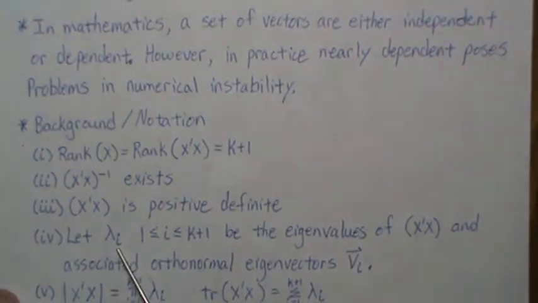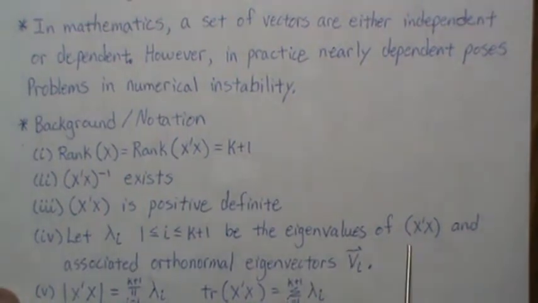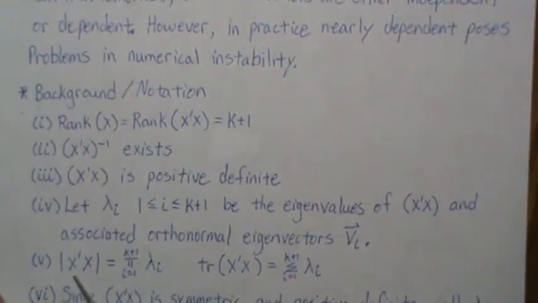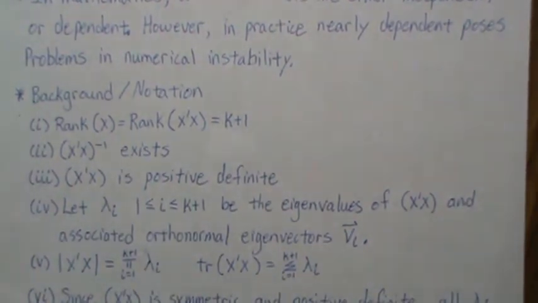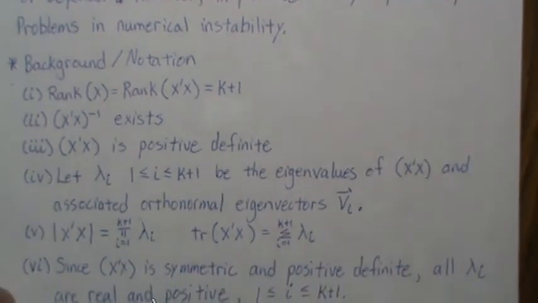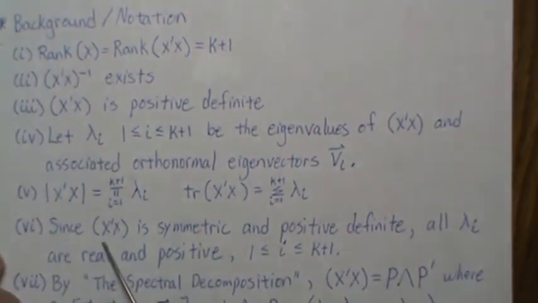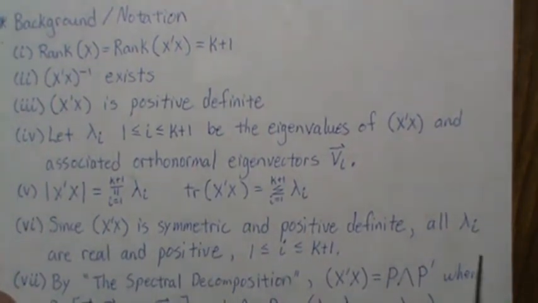If we let lambda i be the eigenvalues of x transpose x, and v i the associated orthonormal eigenvectors, then the determinant of x transpose x is the product of the eigenvalues. The trace of x transpose x is the sum of the eigenvalues. Actually, I have a video on that somewhere in one of the playlists. Since x transpose x is symmetric and is positive definite, all the eigenvalues are real and positive, every one of them.